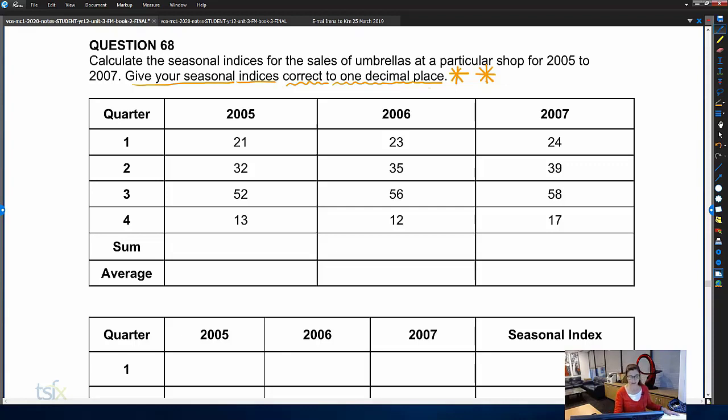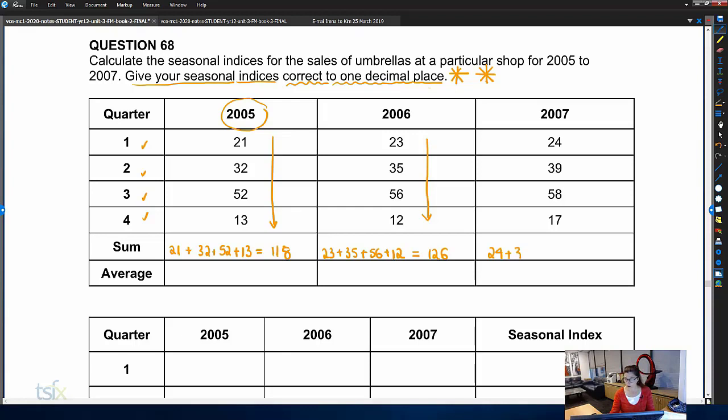So let's start with calculating. We need to do the sum of this first one. Remember I said we're adding together; this is my first cycle, 2005. I've got 4 seasons in that cycle: 21 plus 32 plus 52 plus 13. Add that together, get 118. Let's do the same for 2006: 23, 35, 56 and 12. Add that all together and you get 126.